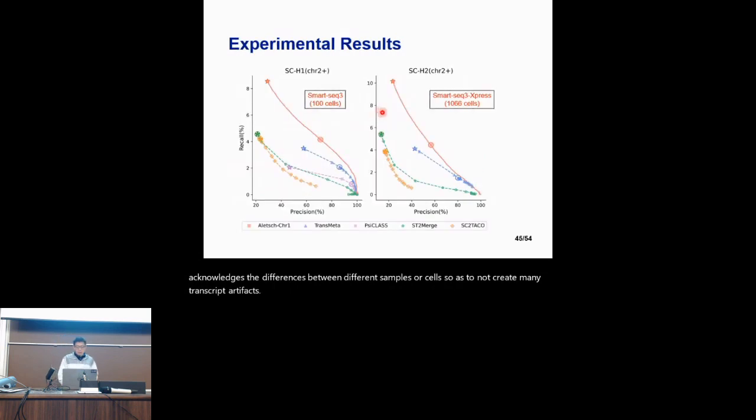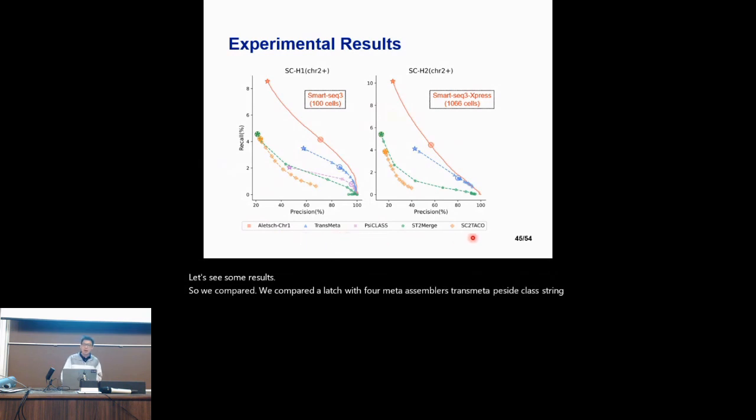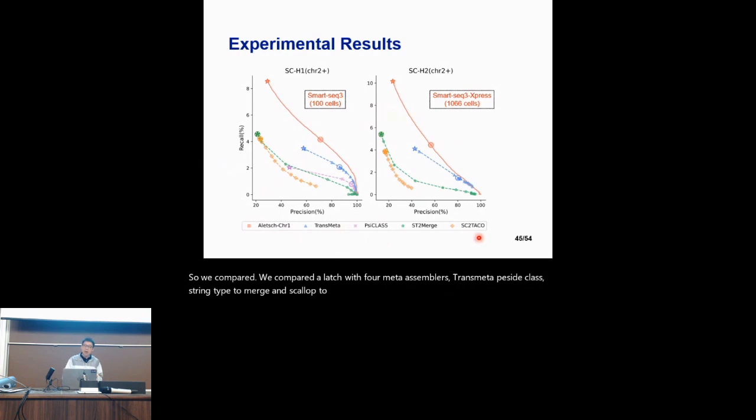Let's see some results. We compared ALACH with 4 meta-assemblers: TransMeta, PsiClass, StringTie-merge, and Scallop2 combined with TACO. This is the result on 2 single-cell RNA-seq datasets, one from the SMART-seq3 protocol with 100 cells, and this one is from SMART-seq3 Xpress with more than 1,000 cells.